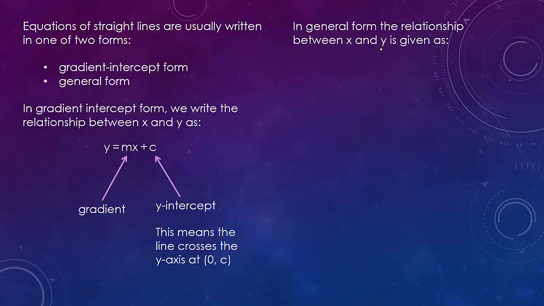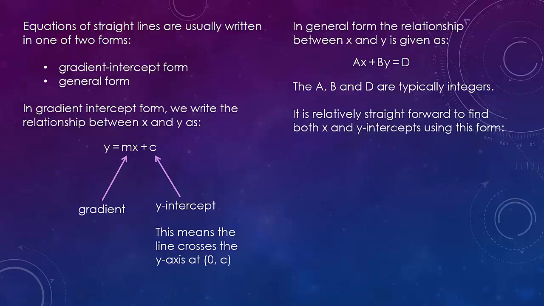In general form, the relationship between x and y is given as ax plus by is equal to d. The a, b, and d are typically integers in this form, so they are not usually fractions. They would be whole numbers if we're in general form.